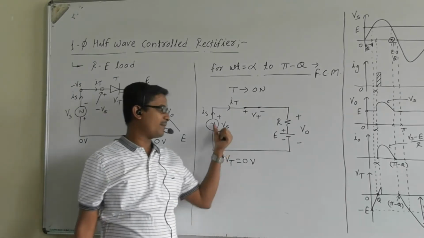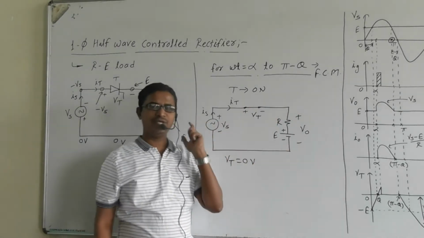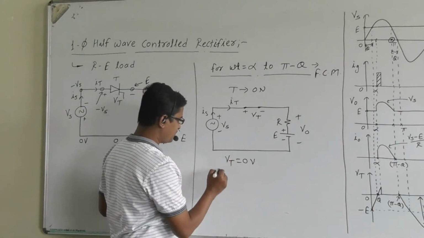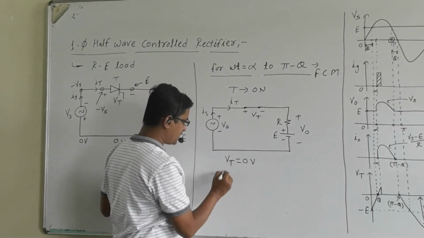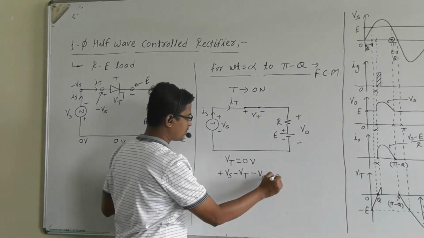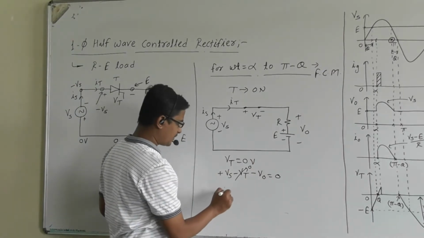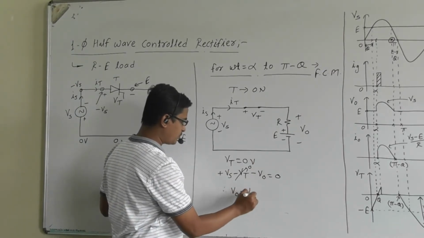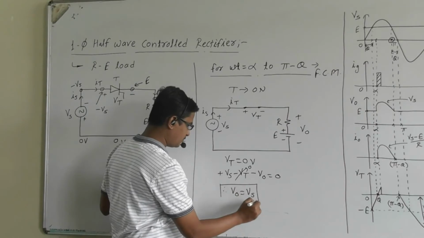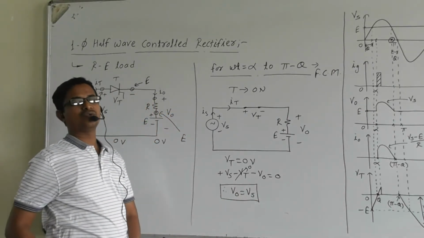If we apply KVL to the loop, what is V0? V0 will be Vs. So we can check, apply KVL: plus Vs minus Vt minus V0 is equal to 0. But what is Vt? Vt is 0, right? So therefore we can write V0 is equal to Vs. Is this clear? So V0 is equal to Vs.